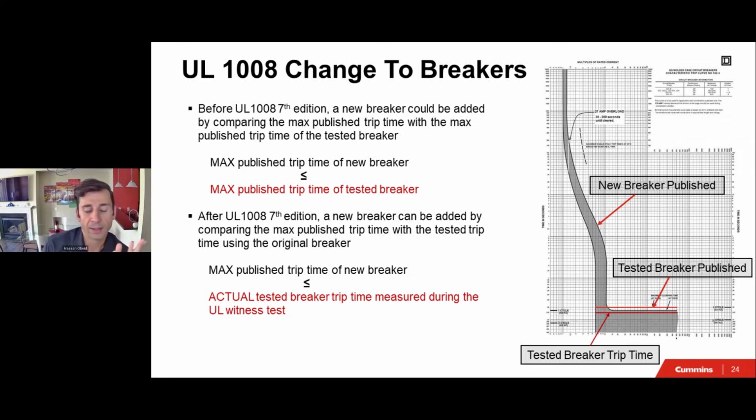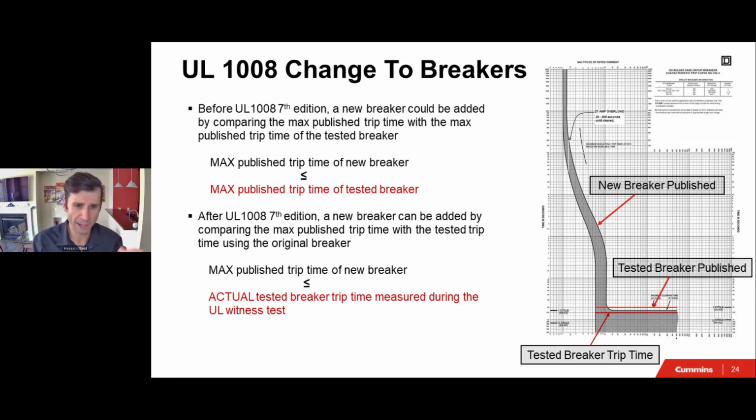However, after the 7th edition, UL 1008 said we can't really do that anymore. Now the max published trip time of the new breaker must be compared with the actual tested breaker. So when we test a breaker in that laboratory that I talked to you about, a specific OCPD, if this is the actual breaker, you have this band in there.